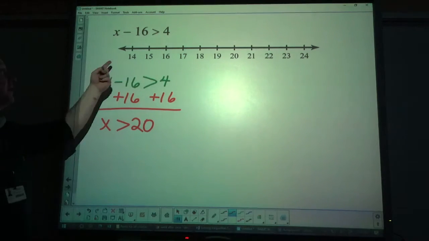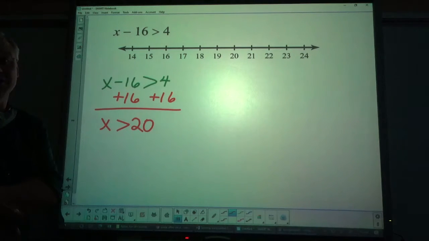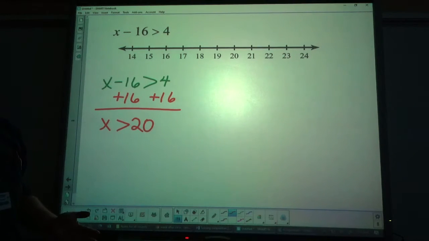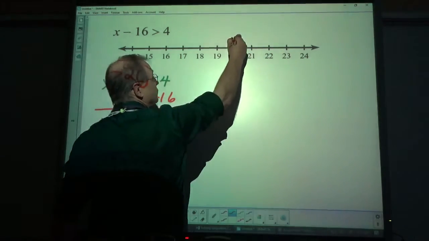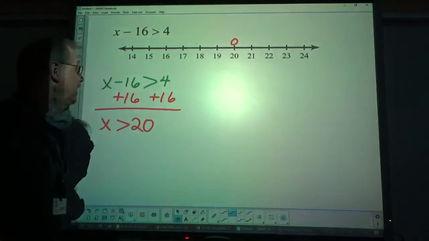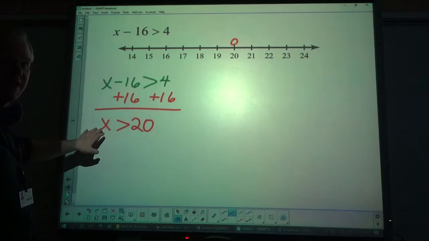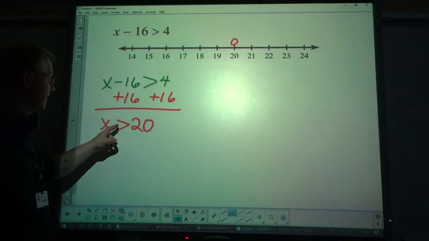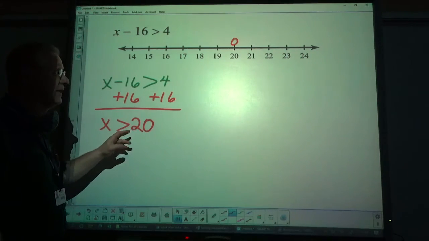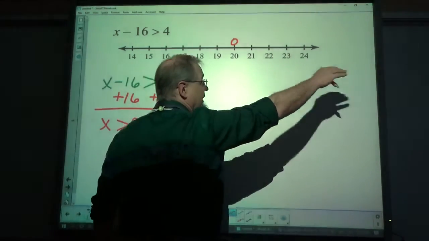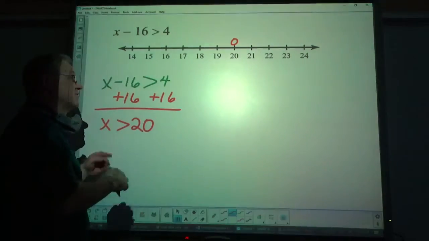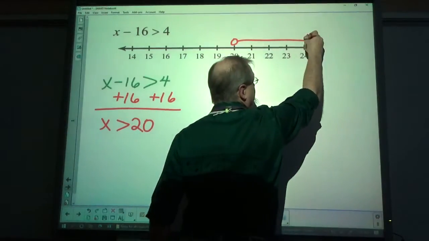Obviously it has to be 20. It couldn't be 4 because 4 is not even on our number line, and that's going to be a hint for you to see whether or not you're correct. So open circle over the 20, and then an arrow. When you have the x on the left-hand side, this is how it works. X is greater than 20. So the bigger numbers are what we want for x, and so the line goes this way.